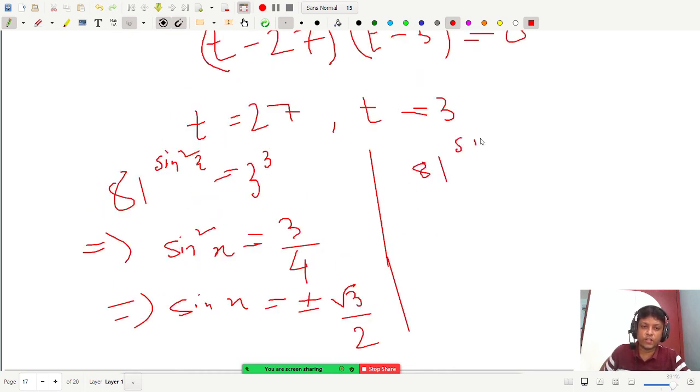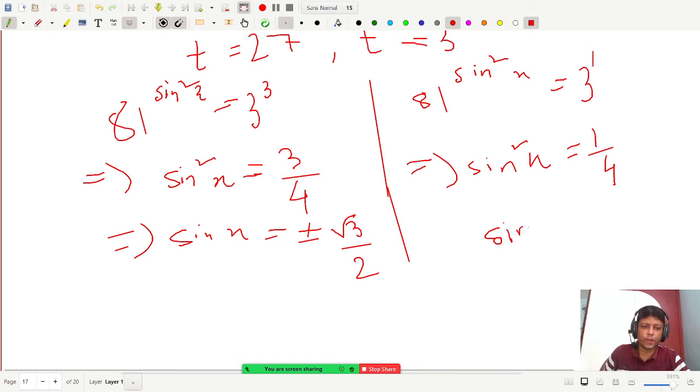Similarly, in this case you have 81 to the power sine square x is equal to 3 to the power 1. So in this case, you have sine square x is equal to 1 by 4. And you have sine x is equal to plus minus half. So look at that, four values of sine.